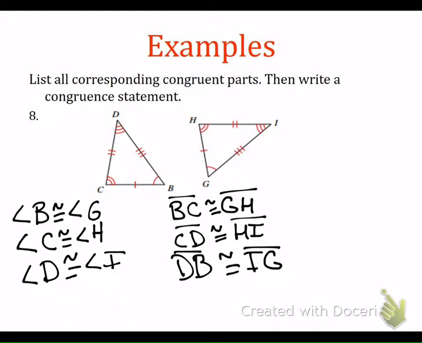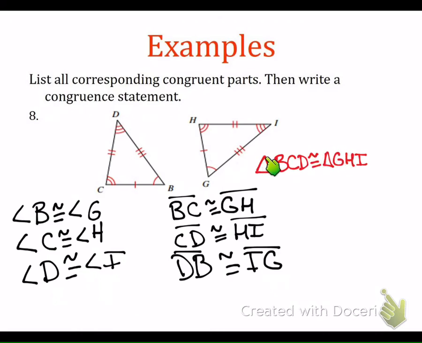All right, now the hardest part. The congruence statement. How do you want to write the first one? Triangle what? Triangle BCD is congruent to triangle GHI. Good.